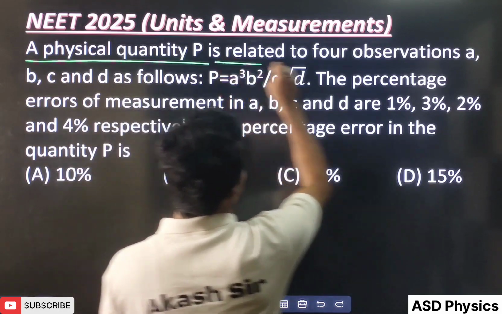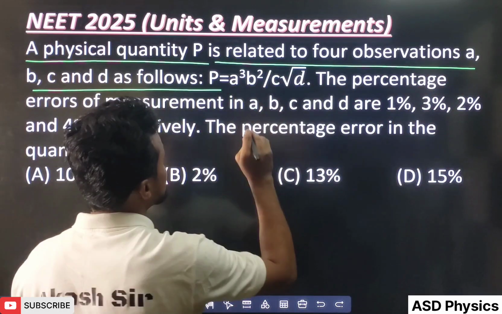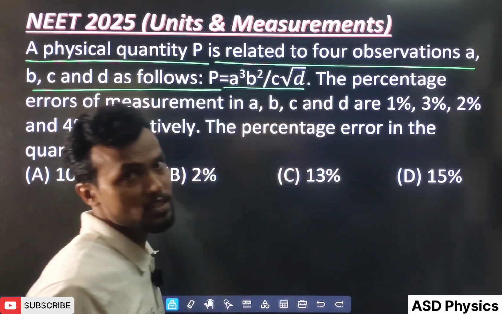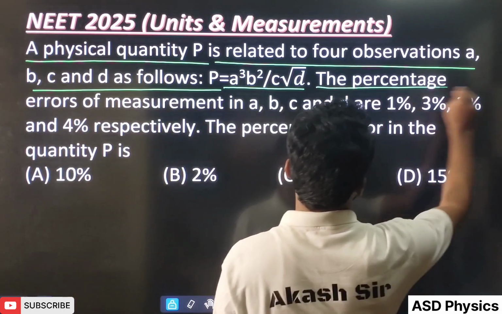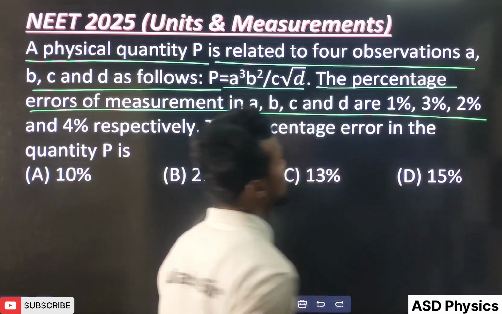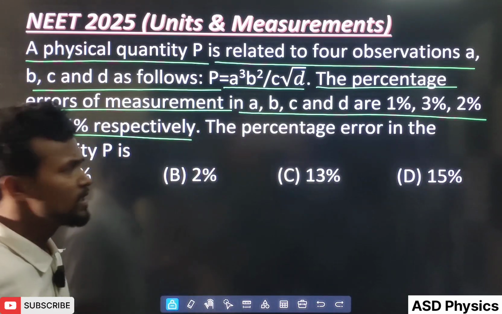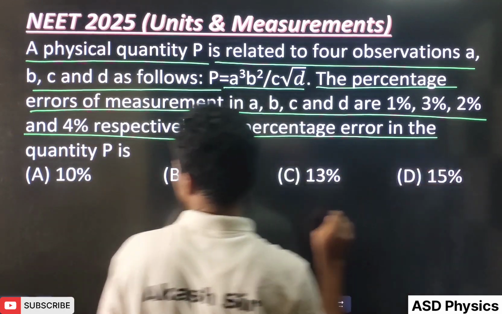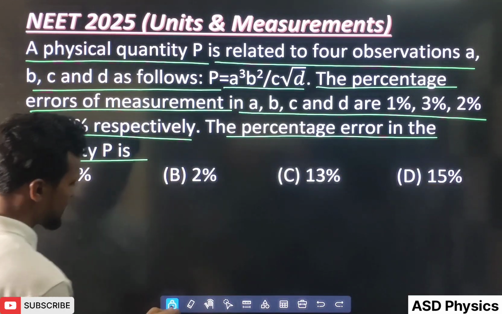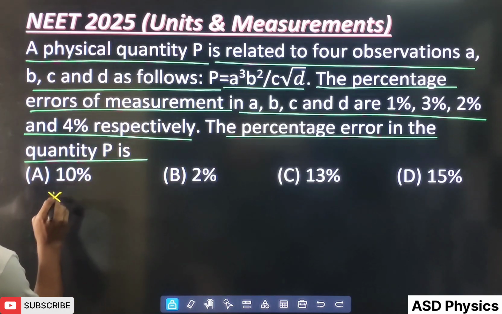A physical quantity P is related to 4 observations A, B, C and D as follows. This is the expression given. The percentage errors of measurement in A, B, C and D are 1%, 3%, 2% and 4% respectively. The percentage error in the quantity P is... This kind of question is very common all the time in an exam. Okay. So here I will write one by one.